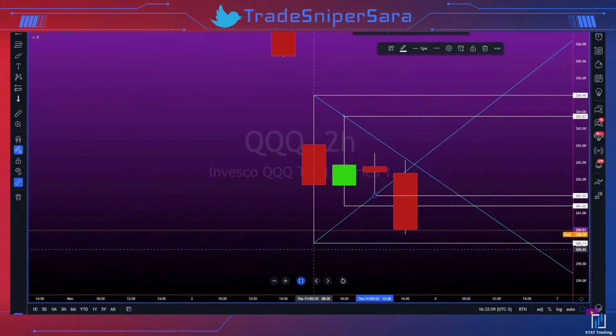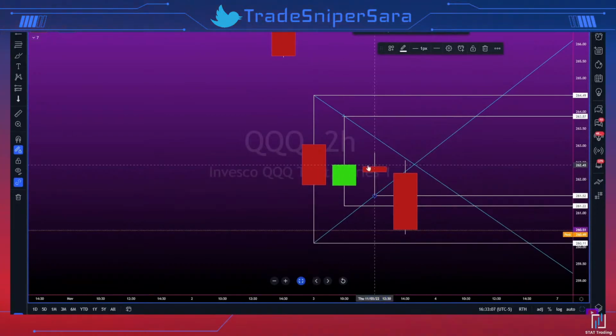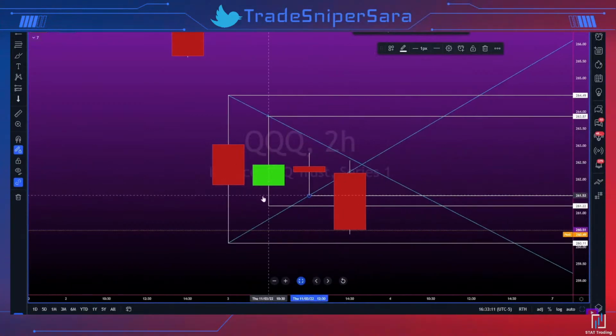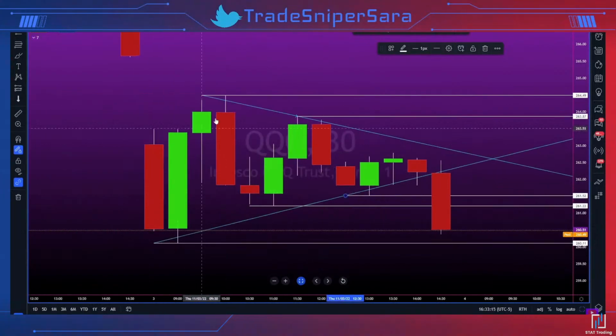And it couldn't even take out its real magnitude of a new day low. But this is how you play it. You don't want to play it while it's in here. And this is consolidation. It is an equilibrium. It is market indecision. The market doesn't know what it wants to do.